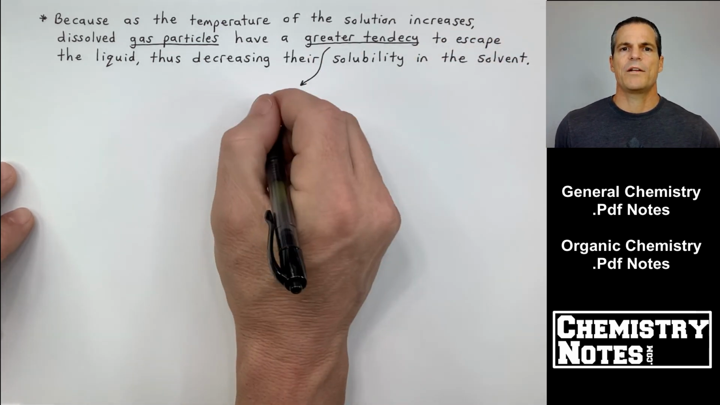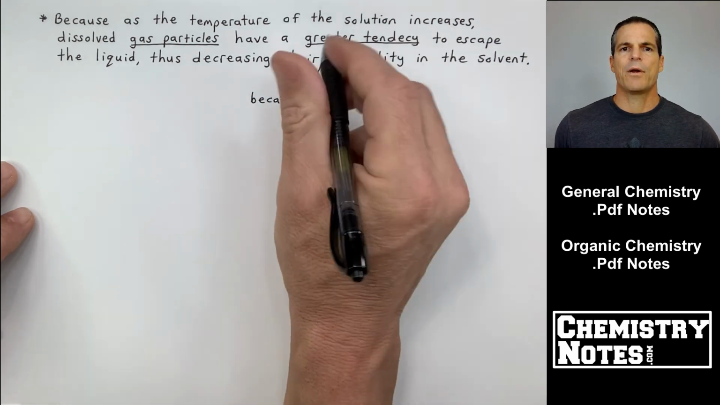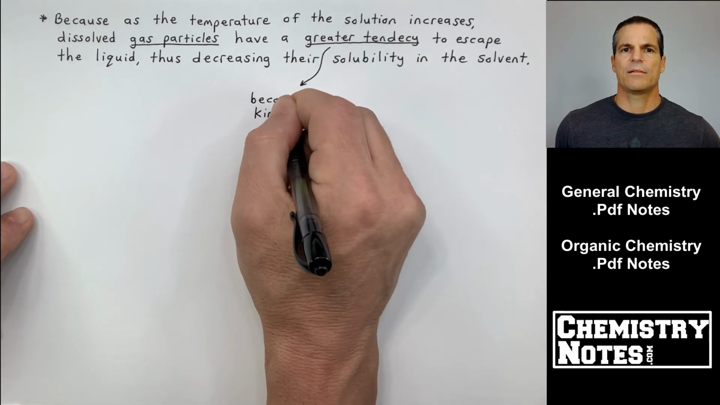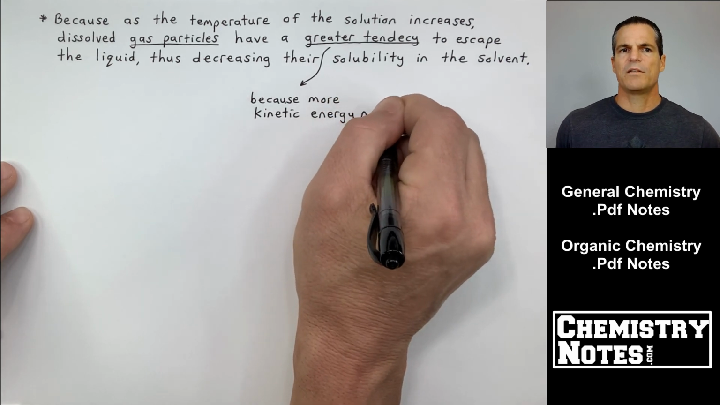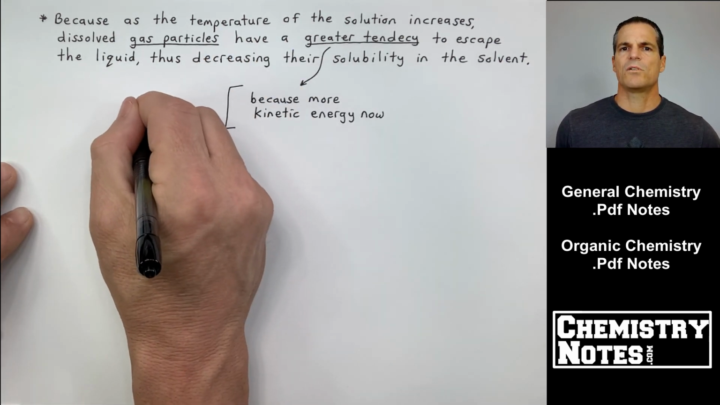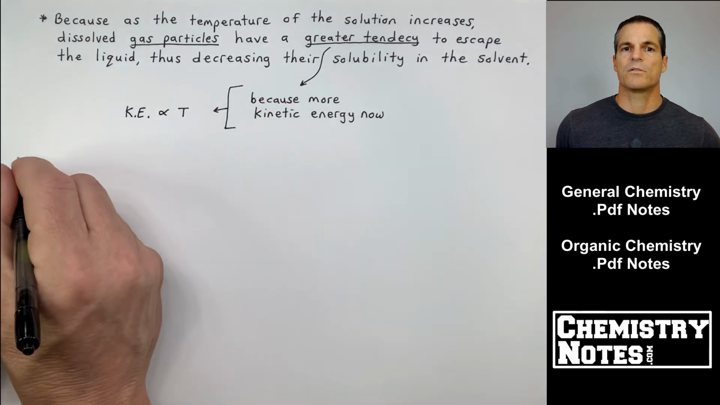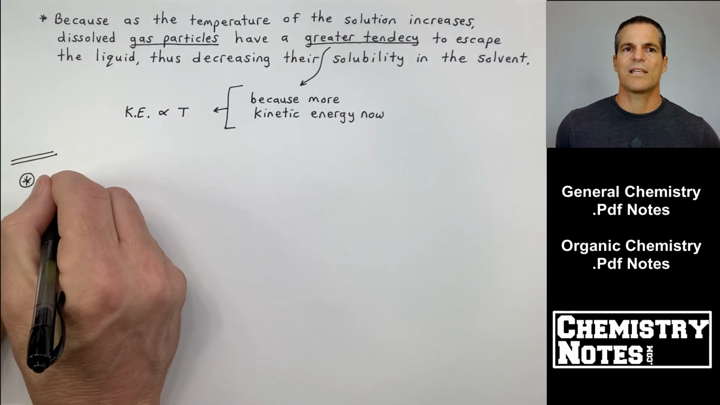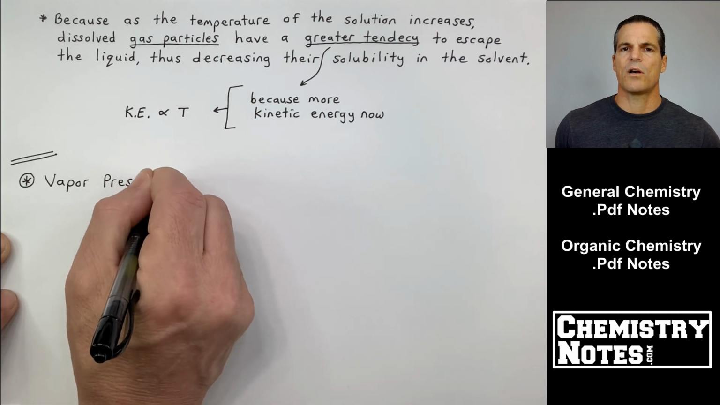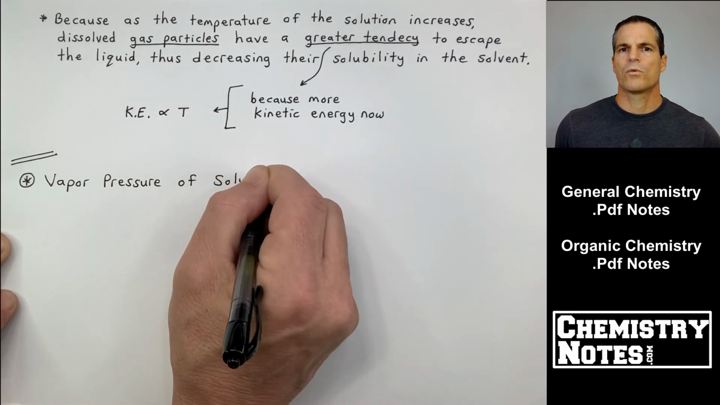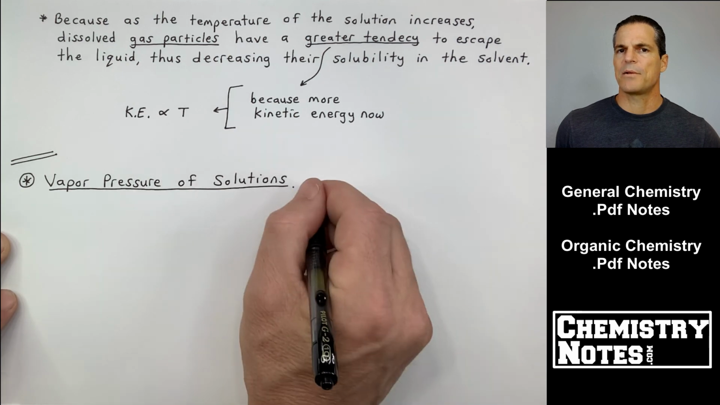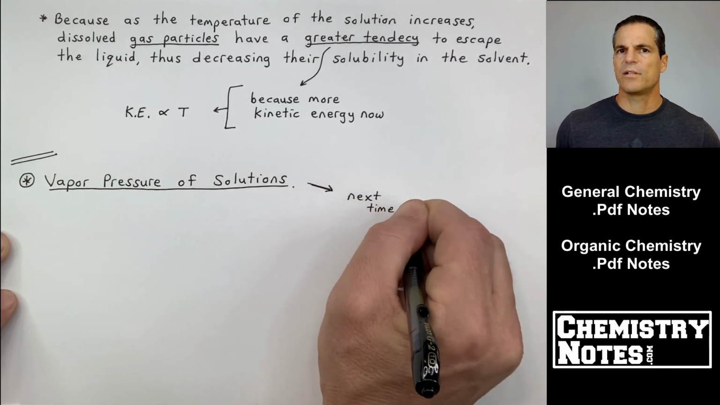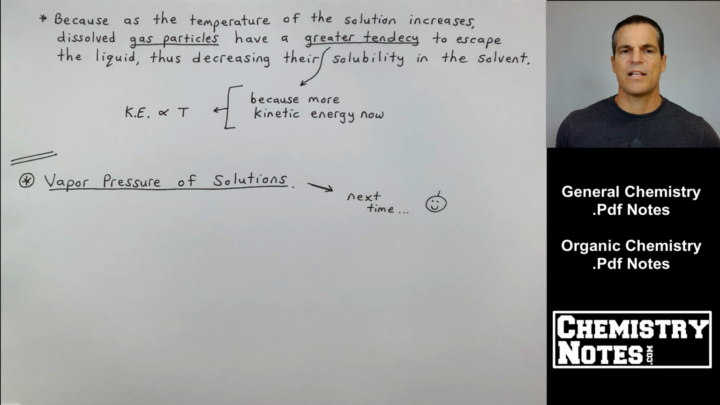Now, what does that mean, greater tendency? Well, let's elaborate a little bit about what I've written there. So let's reread the top part. Because as the temperature of the solution increases, dissolved gas particles have a greater tendency to escape the liquid, thus decreasing their solubility in the solvent. Greater tendency, well, because there's more kinetic energy now. If I increase the temperature, I increase the kinetic energy because kinetic energy and temperature are directly related, and that's why gas particles are less soluble at higher temperatures in water.